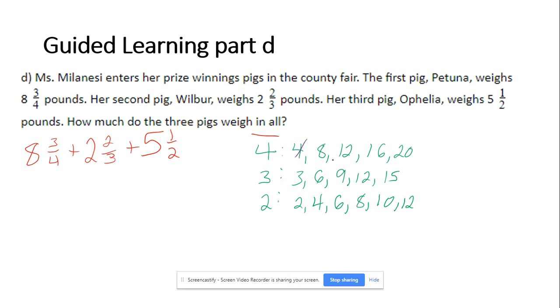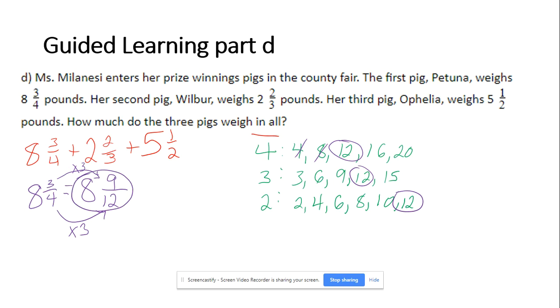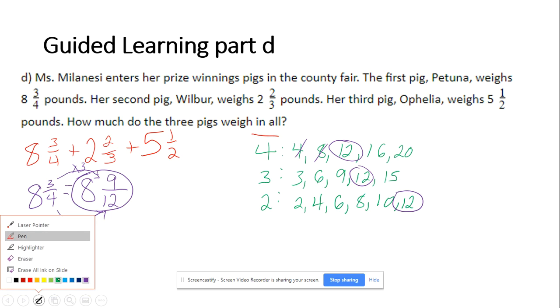8 appears in our list of multiples of 4 and our list of multiples of 2, but it doesn't appear in our list of multiples of 3, so 8 is not going to be our common denominator. 12 appears in our list of multiples of 4, in our list of multiples of 3, and in our list of multiples of 2. So 12 is our common denominator. So let's make equivalent mixed numbers. 8 3/4 is equivalent to, we know the whole number stays the same, so 8. We're writing this as 12. So let's see, 4 times 3 is 12. We're going to multiply the numerator times 3. 3 times 3 is 9. So we have 8 and 9 twelfths as our first addend, or our first number that we're adding.